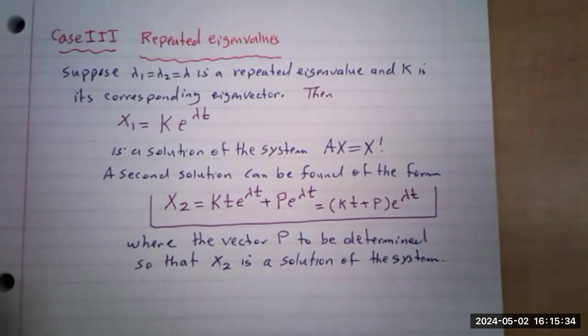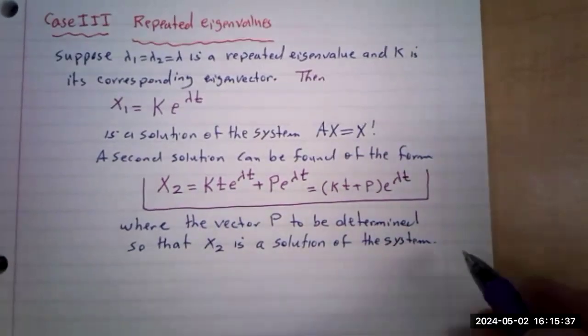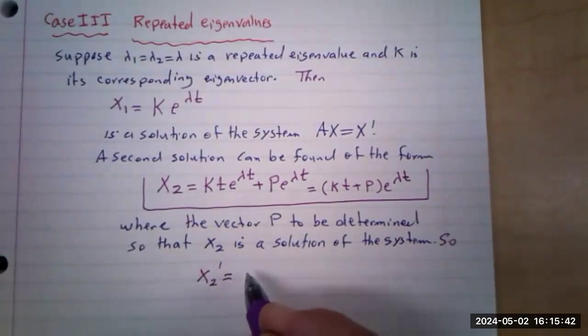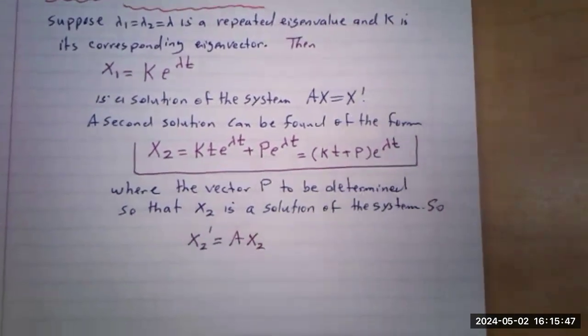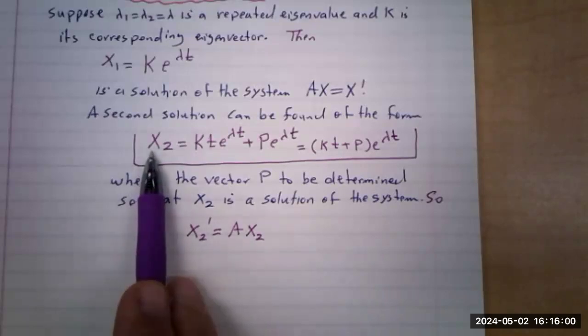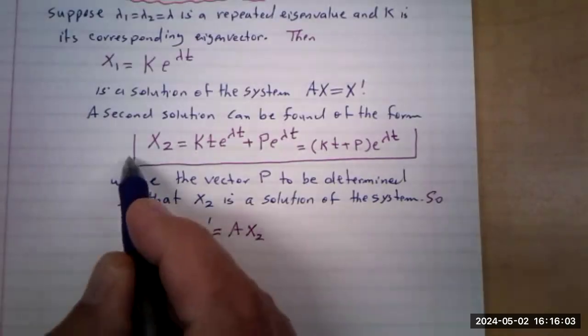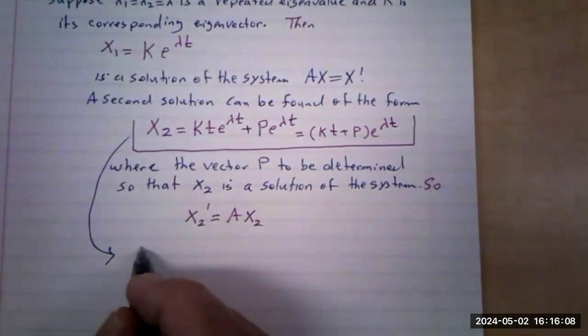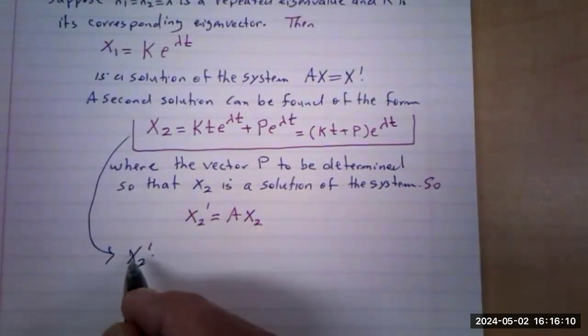For x2 to be a solution of the system means we should have x2 prime equal to A times x2. That's the condition to be a solution. Let's form this one: bring the x2 prime, substitute x2 in this equation and solve for p. That'll give you the formula you're interested in. So let's differentiate x2 with respect to t, which gives you x2 prime.